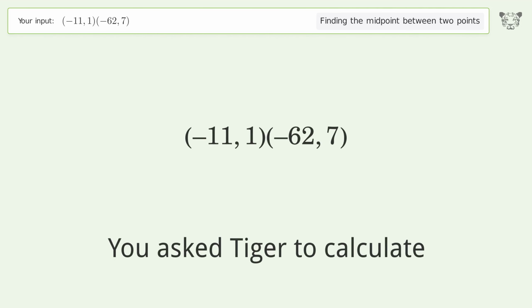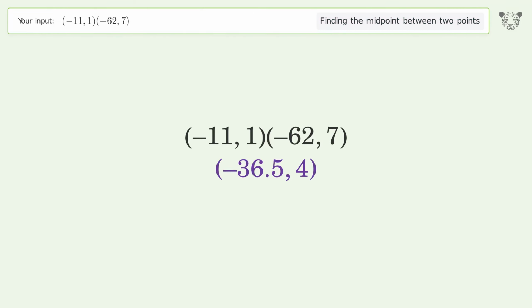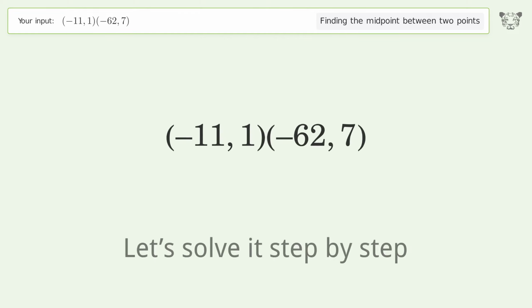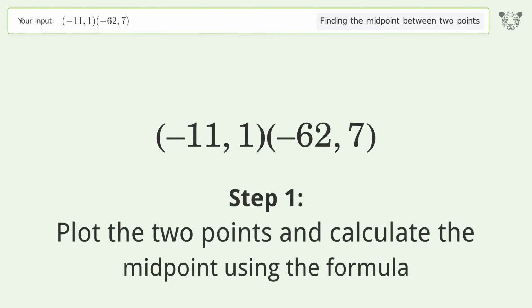You ask Tiger to calculate. This deals with finding the midpoint between 2 points. The midpoint between the 2 points is negative 36.54. Let's solve it step by step. Plot the 2 points and calculate the midpoint using the formula.